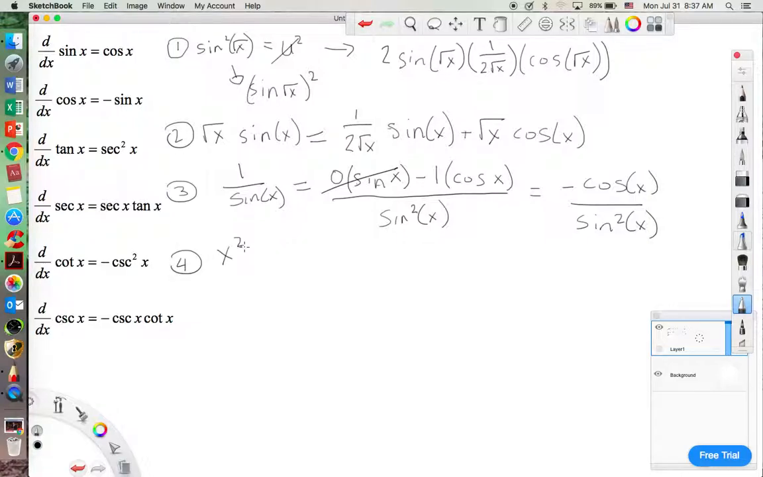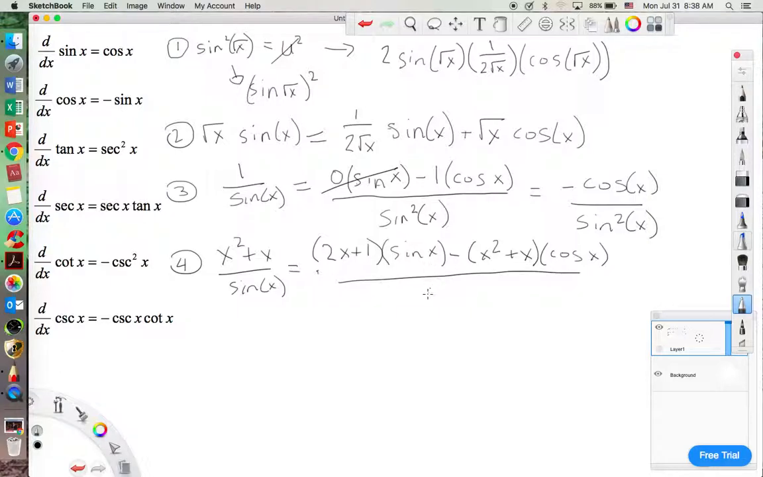Number 4, x squared plus x all over sine of x. Again, we have the quotient rule that we need to apply here. The derivative of the first function, x squared plus x, is 2x plus 1. Remember, drop the exponent down as per the power rule and subtract 1 from that exponent. All of our single power variables change to 1. So it's the derivative of the first function times the second function minus the first function times the derivative of the second function, all over the second function squared. And that is our simplified form for now.